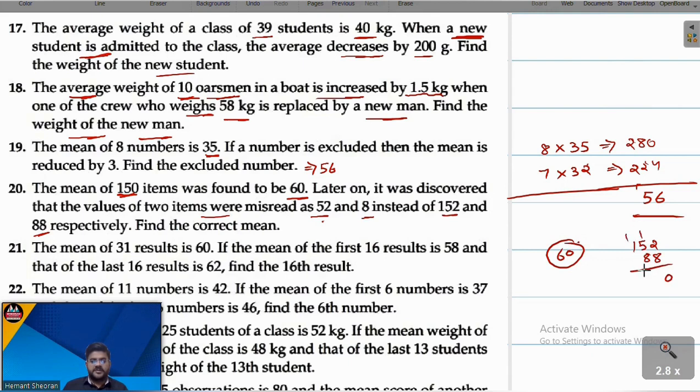So how much change do we have? You can say it's 240. Yes or no? The new value is 240. The previous value that we were using was 60. So how much is the change? Just find out the change. It's 180. 180 will be divided among how many? 150.